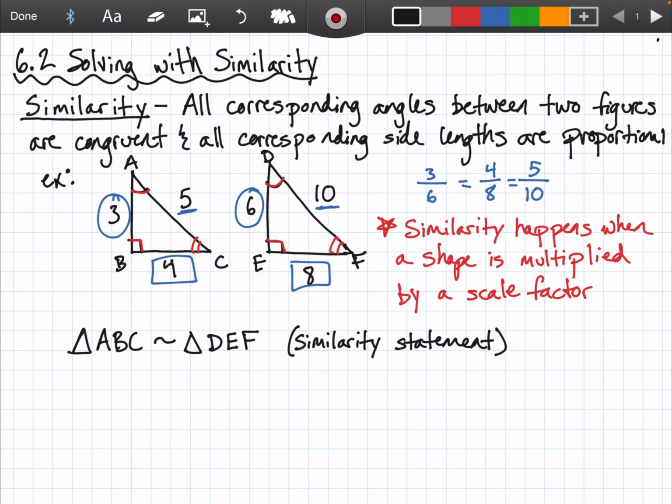And this similarity statement tells you which angles correspond to each other. So I know angle A lines up with angle D. I know angle B lines up with angle E, and I know angle C lines up with angle F because they're in the same order.